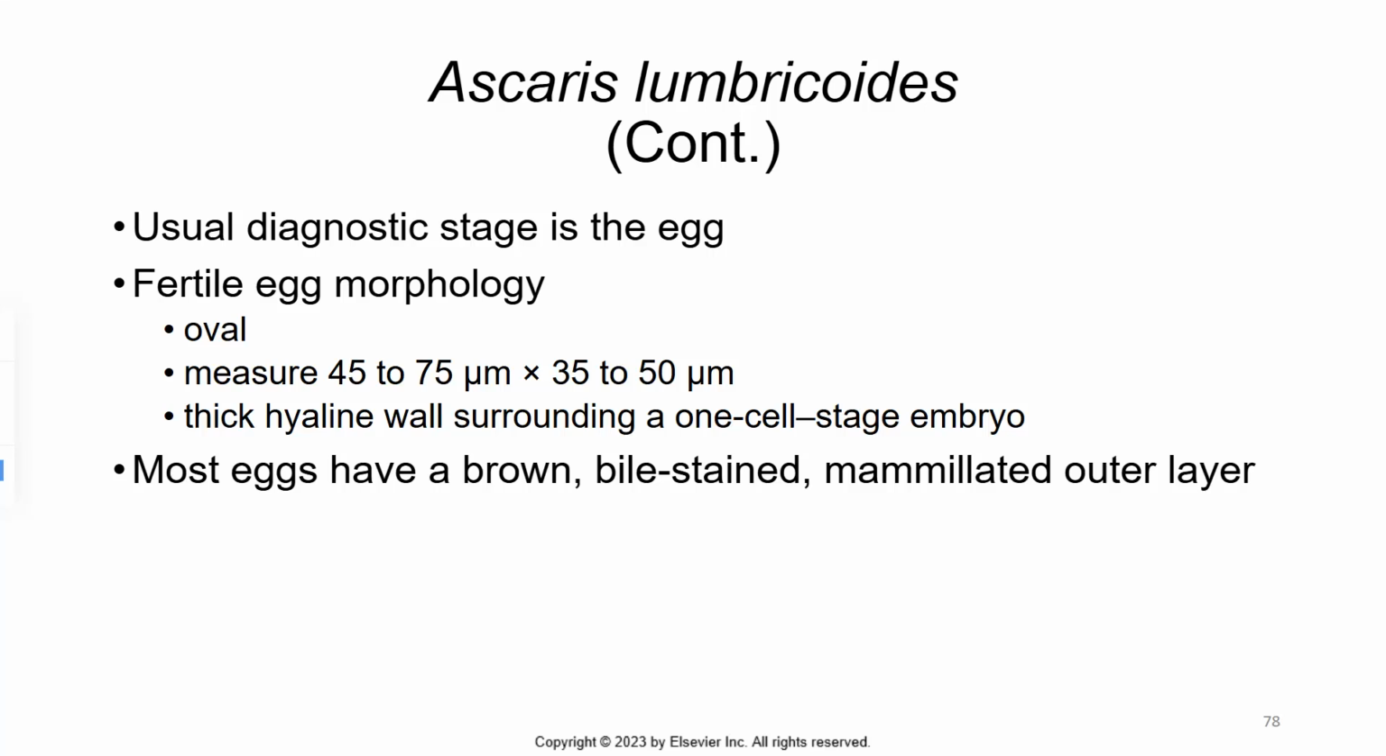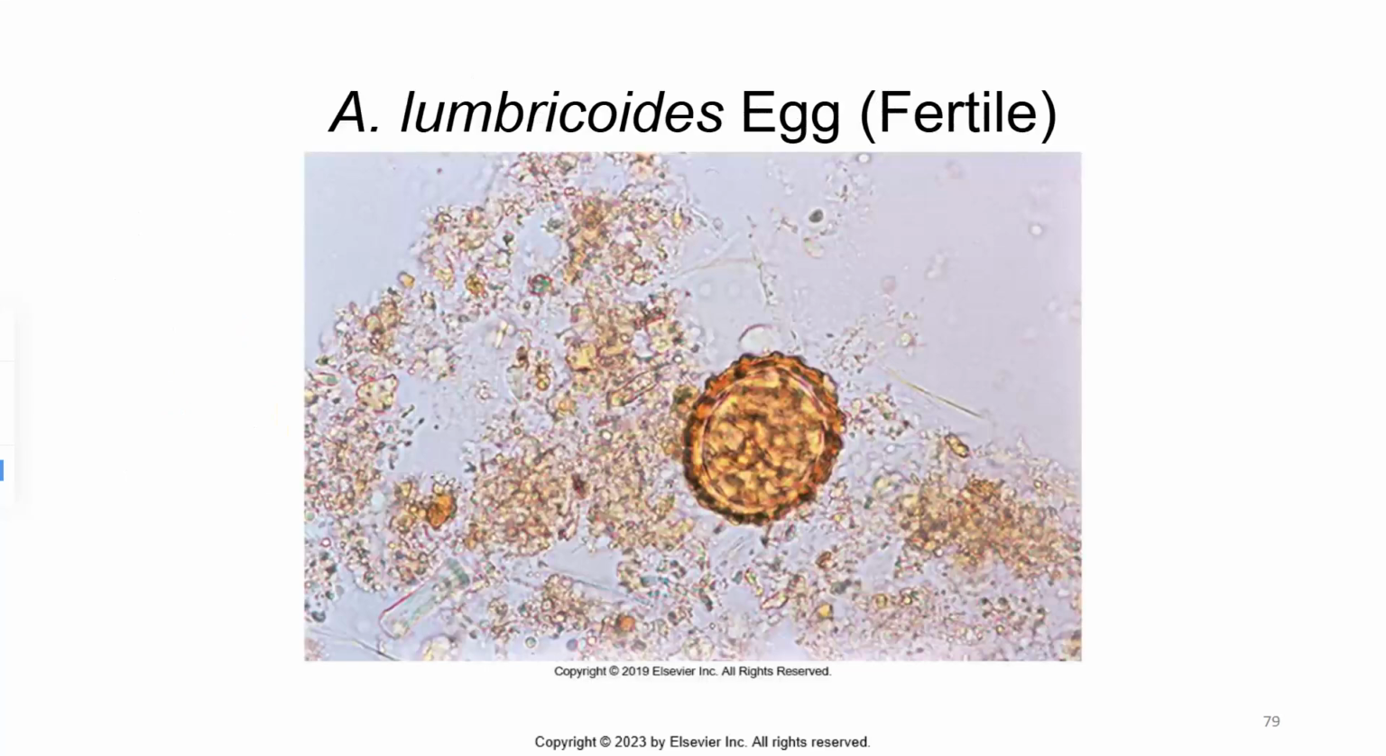The usual diagnostic stage is the egg. Fertile egg morphology is listed. Most eggs have a brown bile-stained mammillated outer layer. So this is a picture of an Ascaris fertile egg. You can see it's pretty round, and then it has these ridges on the outside.